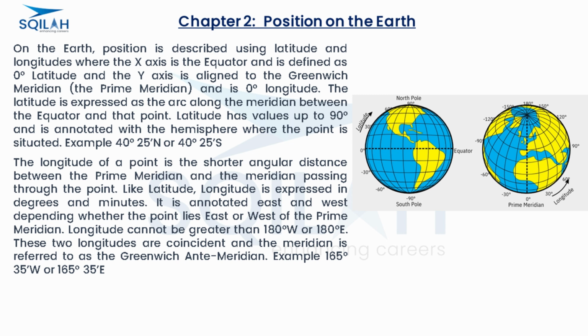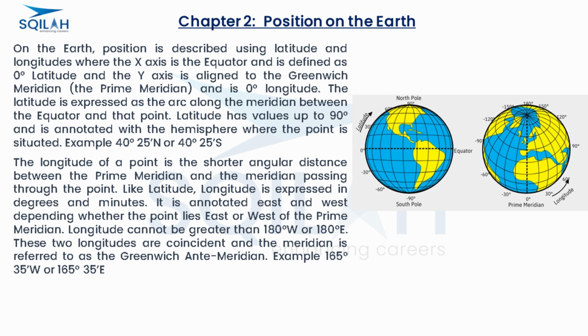On the Earth, position is described using latitude and longitude, where the x-axis is the equator and is defined as 0 degrees latitude, and the y-axis is aligned to the Greenwich meridian, the prime meridian, and is 0 degrees longitude. The latitude is expressed as the arc along the meridian between the equator and that point. Latitude has values up to 90 degrees and is annotated with the hemisphere where the point is situated. Example: 40 degrees 25 N or 40 degrees 25 S.